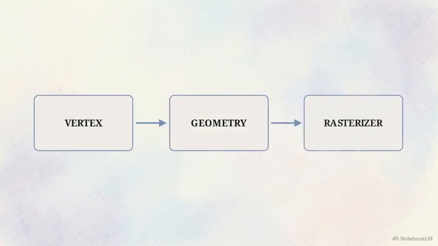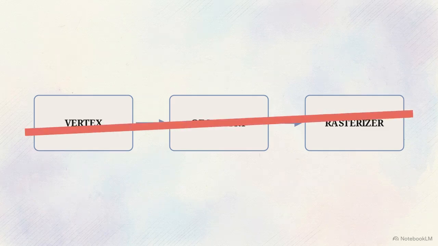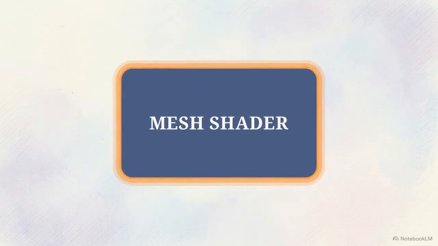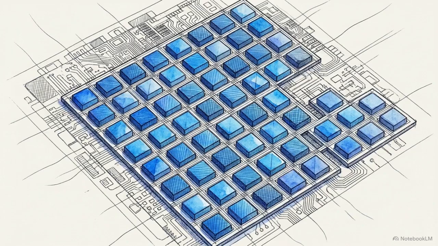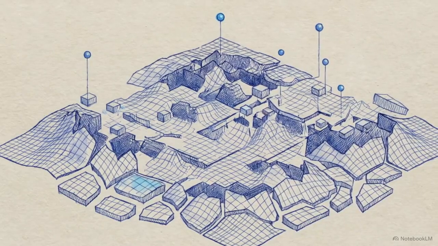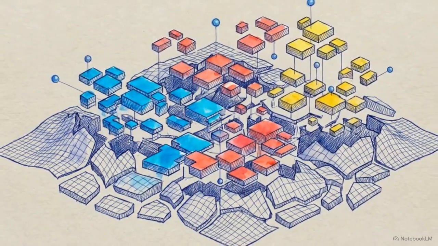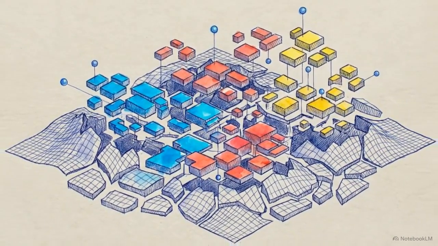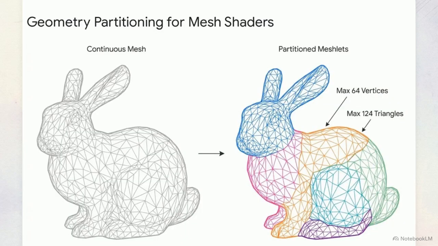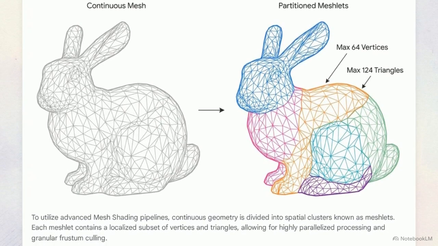As real-time architectures scale, the fixed-function vertex and geometry pipeline is being superseded by mesh shaders, a highly parallelized execution model driven by compute kernels. Mesh shaders demand that monolithic, continuous geometry be partitioned into microscopic, discrete spatial clusters, which are known as meshlets. As seen in this diagram, the meshoptimizer library provides specialized algorithms to subdivide continuous meshes into these optimized clusters. Each meshlet is rigidly bound by hardware constraints, strictly capping the payload at a maximum of 64 vertices and 124 triangles to ensure maximum parallel execution.